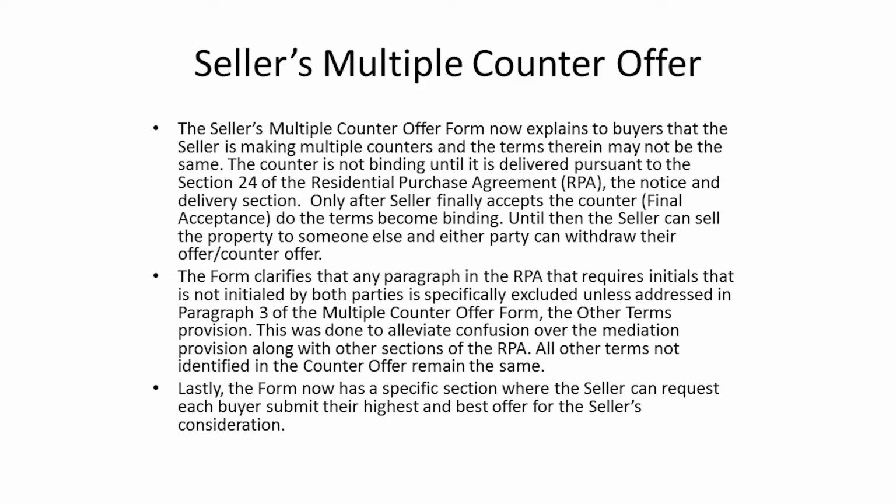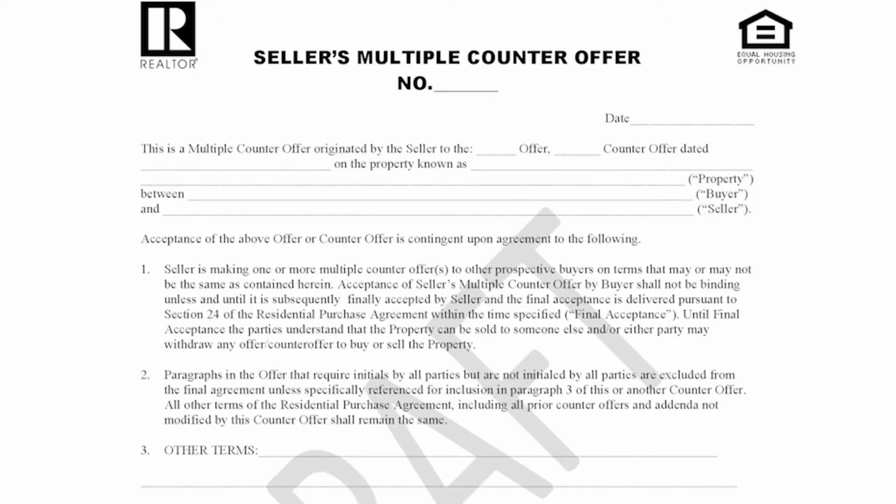This form has been updated. So let's go through the updates. The first thing is the first paragraph. It now tells the buyers, seller is making multiple counter offers. The terms may or may not be the same. Okay? And then it walks through that the counter is not binding until it's delivered pursuant to section 24 of the RPA, and all parties have accepted it, which is defined in this document as final acceptance. Okay? Only after that do the terms become binding. So until that final acceptance, parties are told seller can sell it to somebody else, buyer can cancel their offer until we get that final acceptance.